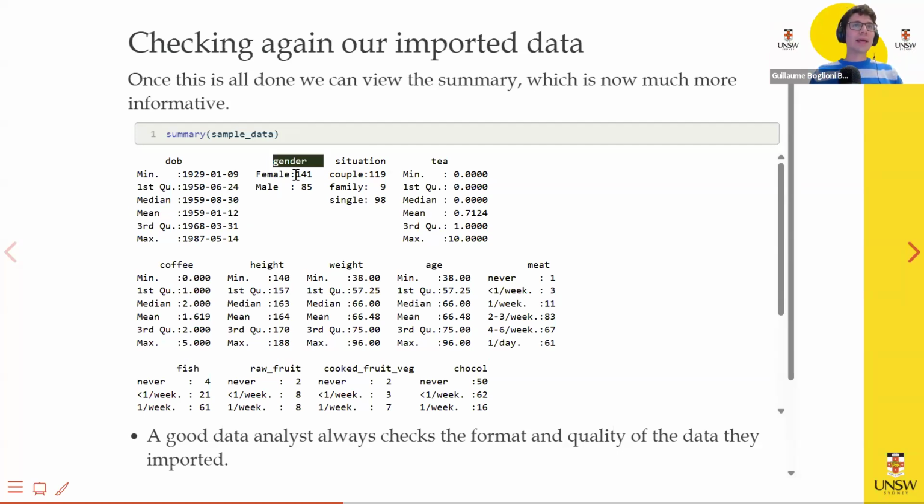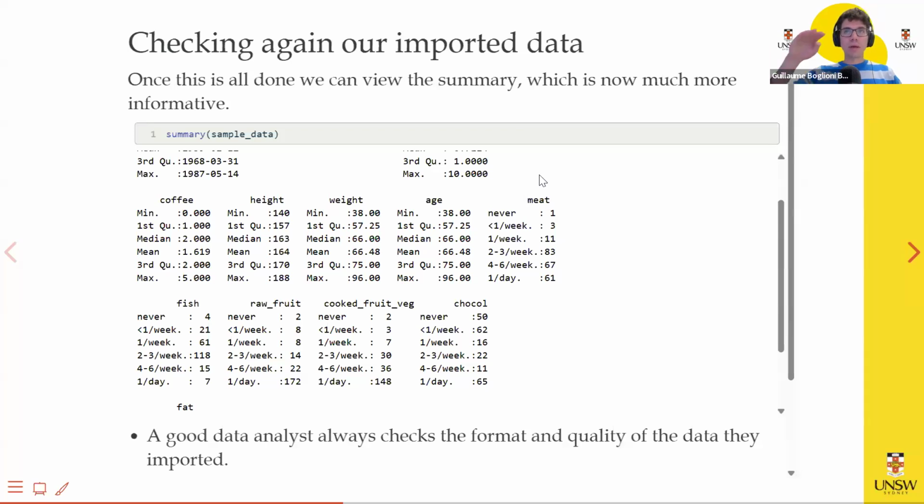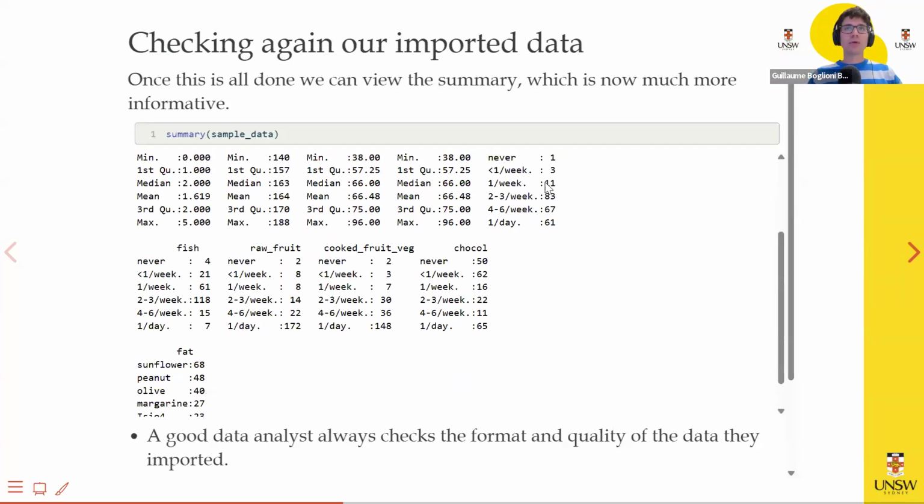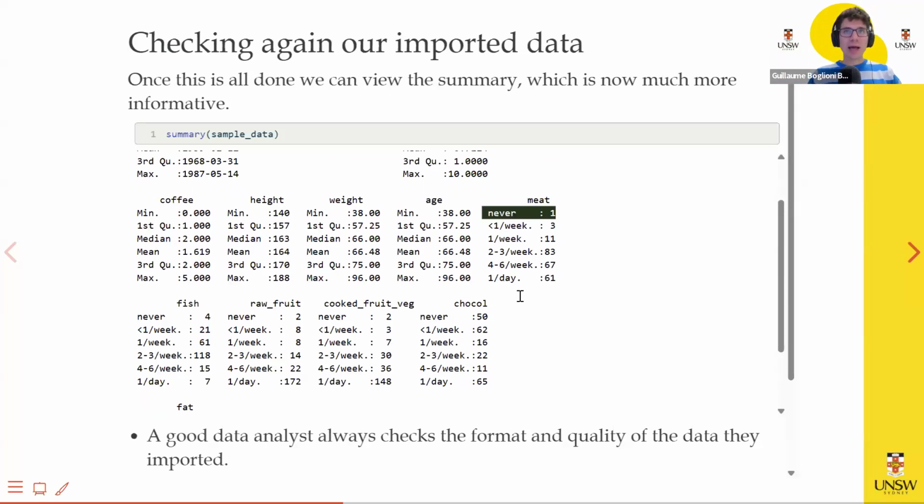And then for gender, I get useful information. Okay, I know that in this data set there's 141 female, 85 male, and so on. Situation, okay, couples, family. For some reason, very few families in this data set, which maybe is sad, but it is what it is. And also for my ordinal variables, you see I have them in the right order.